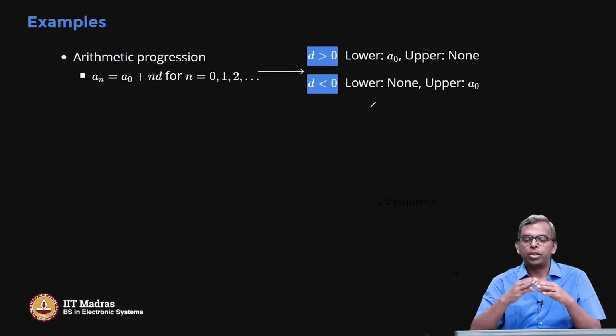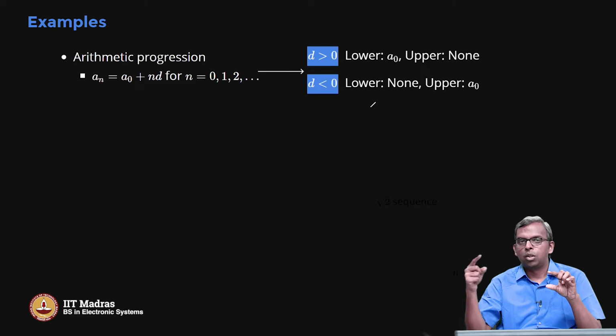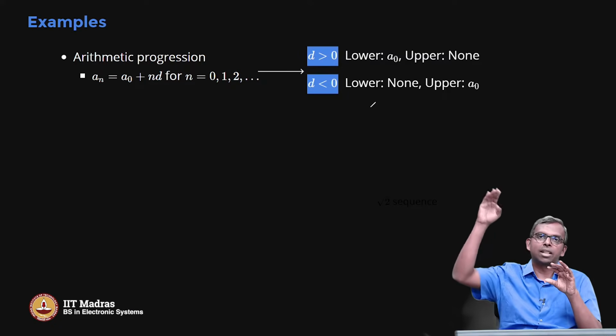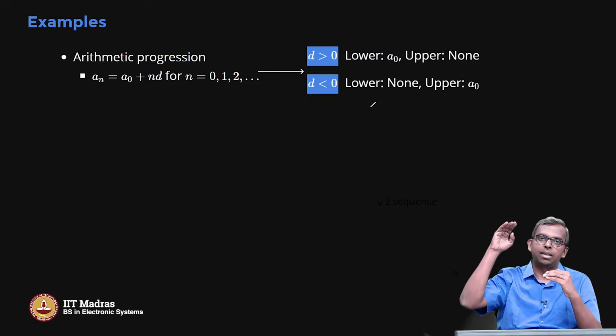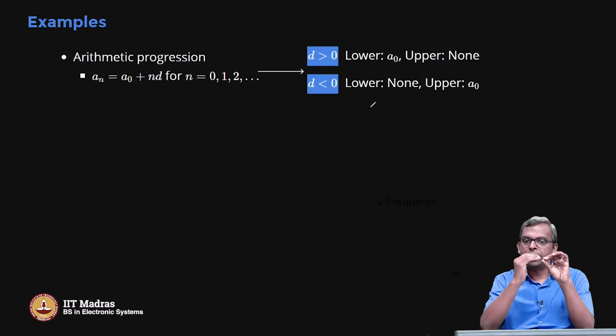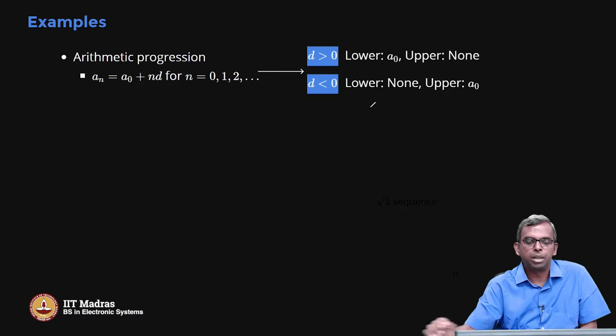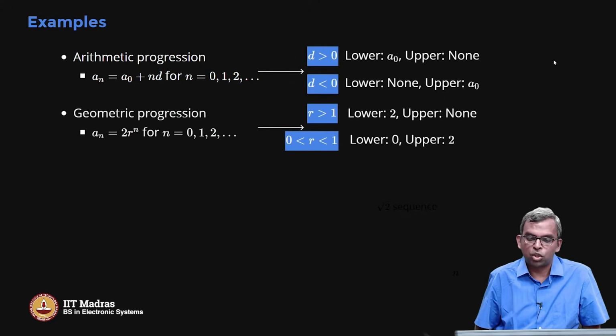Think about it. If D is positive, you are starting with an A0 and keep on adding D. Now, if D is positive, you will only go higher and higher, right. And you will keep on going higher, there will be no upper bound, but the lower bound will be A0. But if D is negative, you are starting at A0 and taking steps of D below, there will be no lower bound, and the upper bound will be A0. Let us move on to the geometric progression.